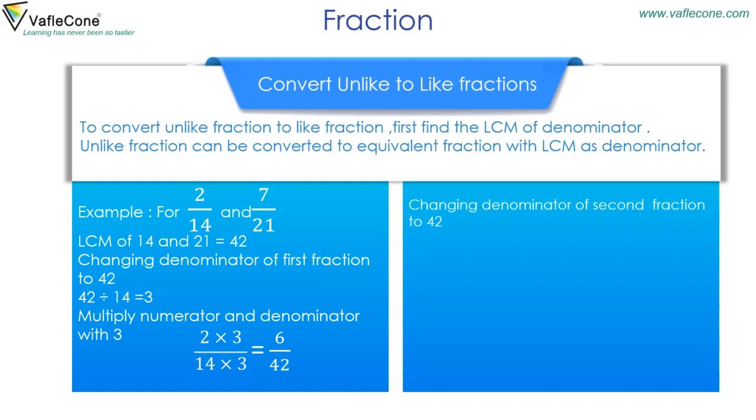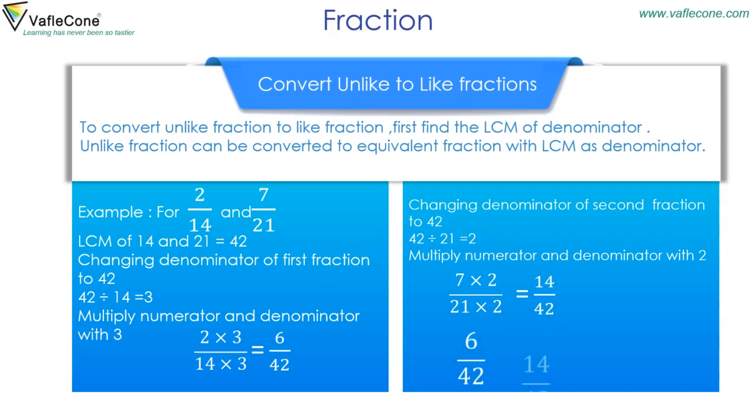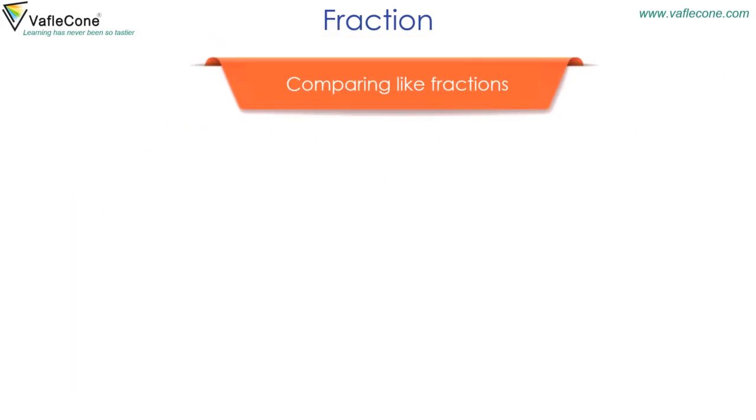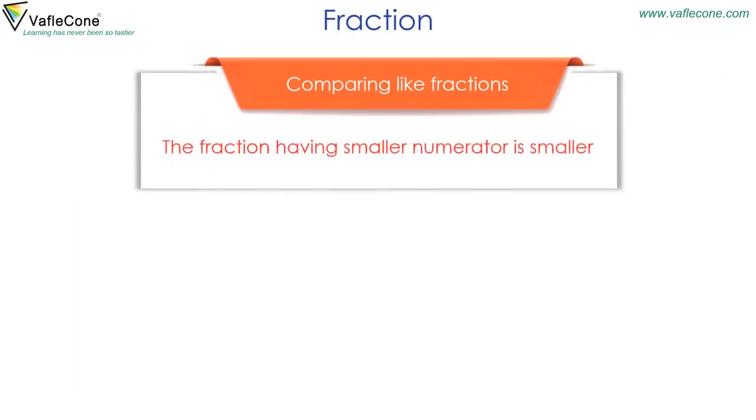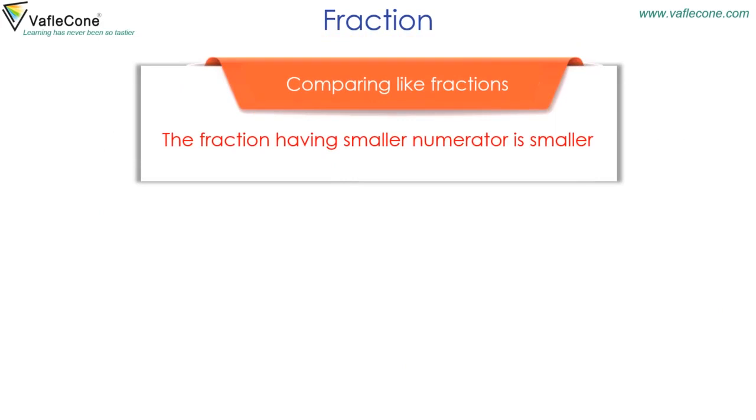Changing the denominator of the second fraction to 42. 42 divided by 21 is 2. Multiply numerator and denominator with 2. 7 into 2 by 21 into 2 is equal to 14 by 42. 6 by 42 and 14 by 42 are like fractions. Comparing like fractions: the fraction having the smaller numerator is smaller. For example, 1 by 6 is smaller than 4 by 6.